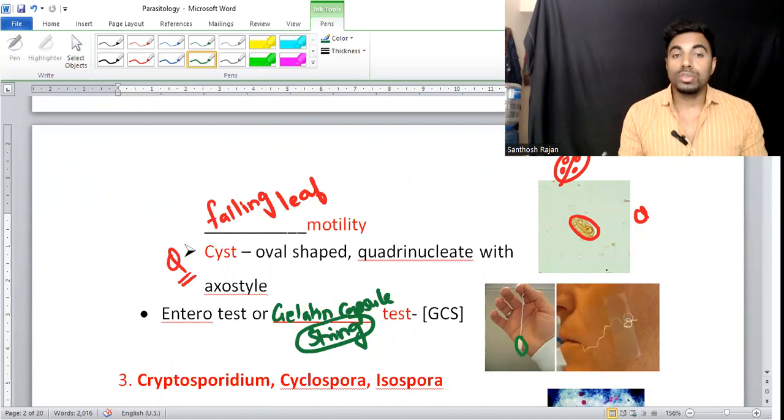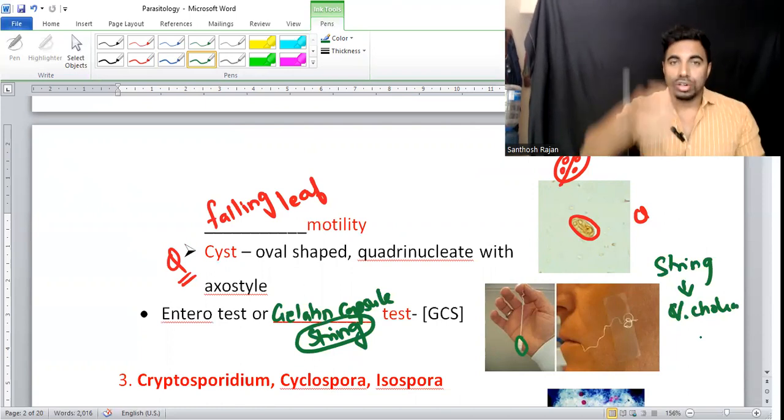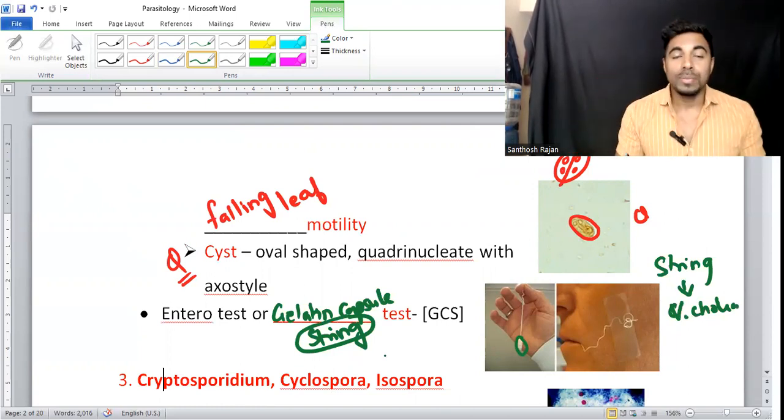Don't confuse it with the string test you see in cholera. If you remember, I told you about it in Vibrio cholerae. That's a different string test, from the bile. You just try to pick it up and you see a string. That's a different story. Here, the Entero test is the one you do for parasites.